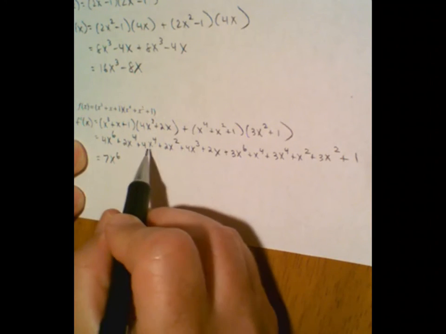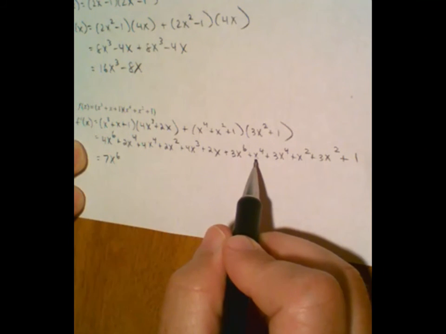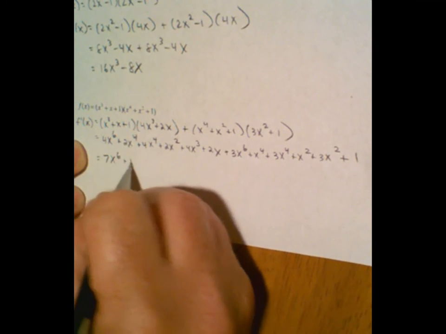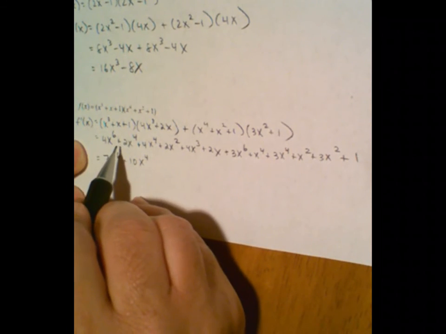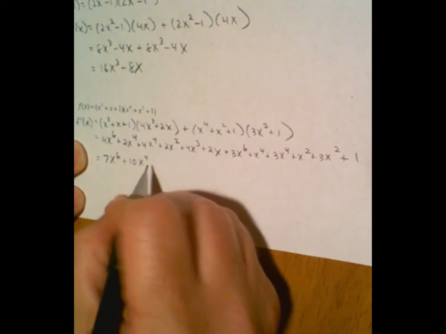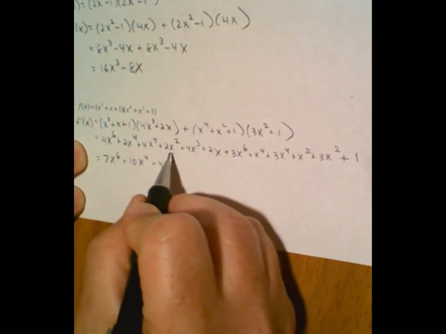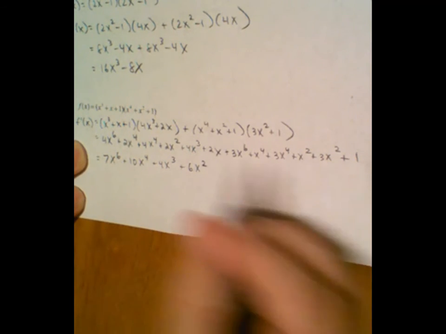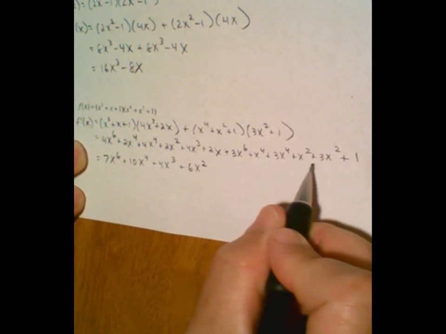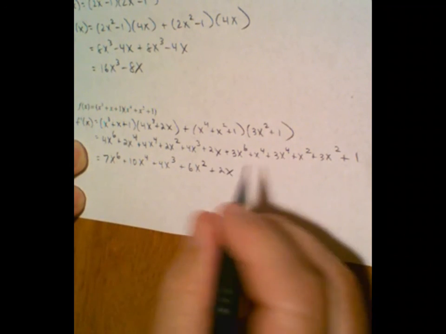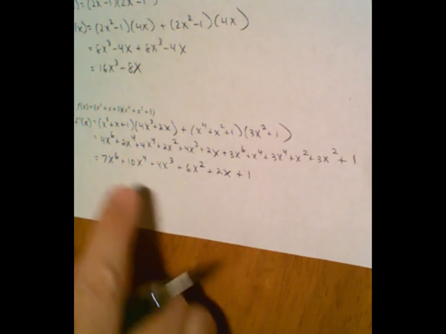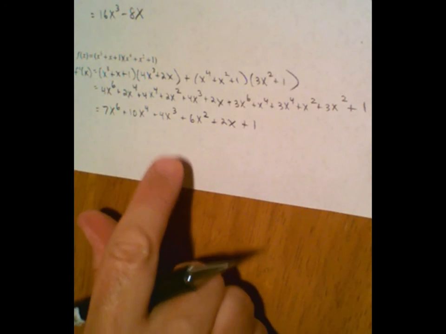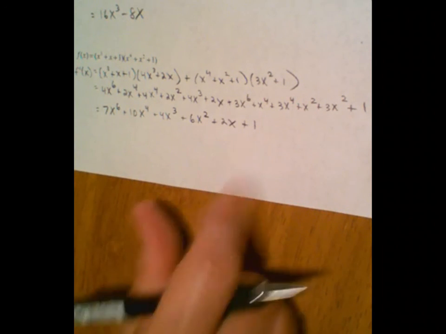So 4x to the 6th plus 3x to the 6th is 7x to the 6th. No exponent of 5. Then we go to the 4. 2x to the 4th plus 4x to the 4th is 6x to the 4th. Plus 1x to the 4th is 7x to the 4th. Plus 3x to the 4th is plus 10x to the 4th. To the thirds, we have plus 4x cubed. Then squares, we have 2x squared plus x squared is 3x squared, plus 3x squared is plus 6x squared. Then do we have any x's? Plus 2x, and then the constants plus 1. 7x to the 6th plus 10x to the 4th plus 4x cubed plus 6x squared plus 2x plus 1.